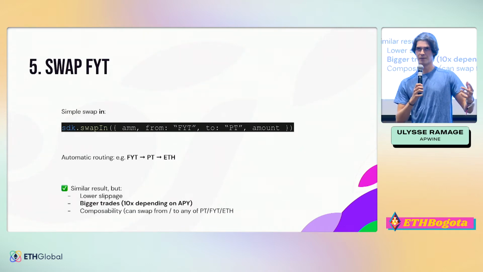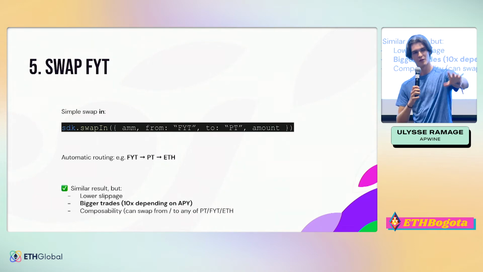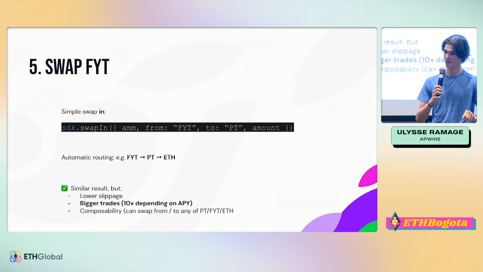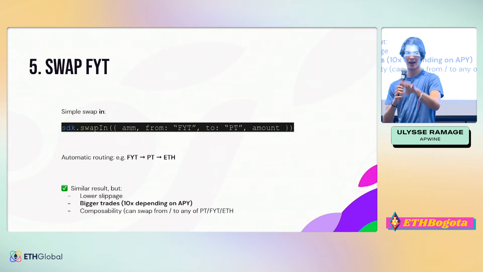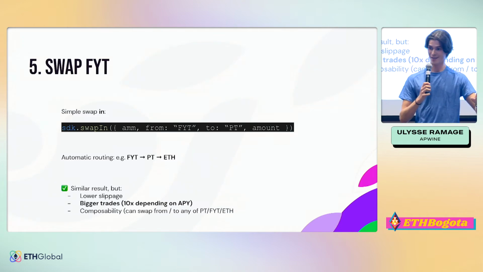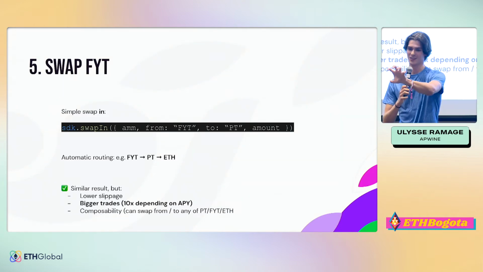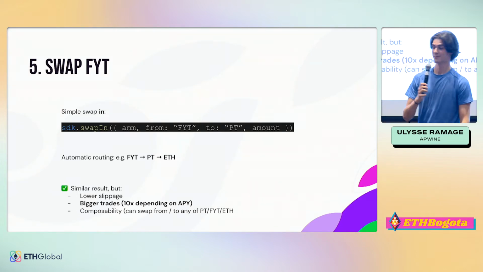You could just swap your PT for FYT, which means that you swap your FYT for ETH, which means that you would get your yield in advance. Remember, FYT is the future yield token. If you swap it for ETH, it means essentially that you're selling your future yield for yield today, right?